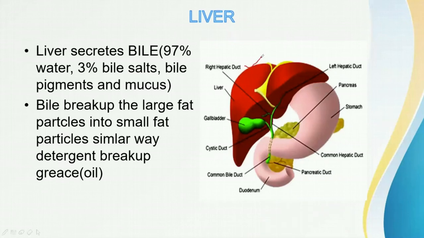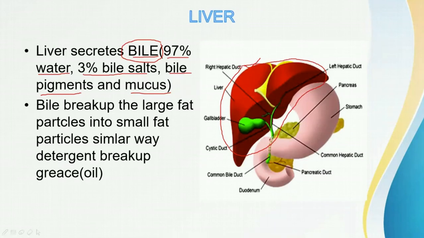So this liver secretes a solution or a liquid we call bile. This bile is a green colored liquid. In this bile, there is 97% water, 3% bile salts, bile pigments, and mucus. So these are the contents in the bile. This bile is secreted by this liver. So this is the liver, and this liver secretes the bile.